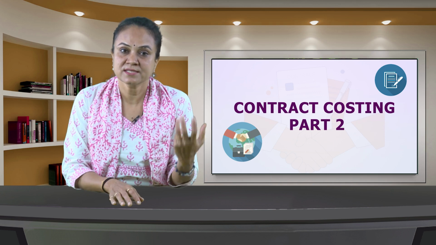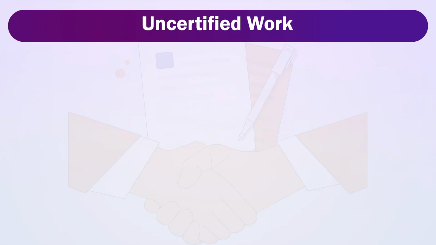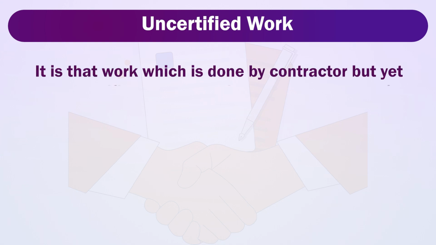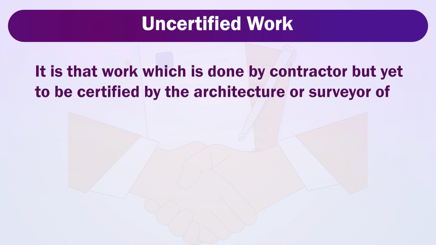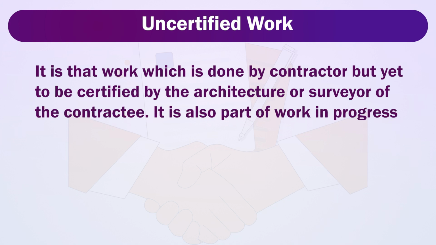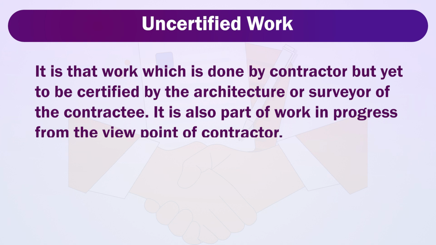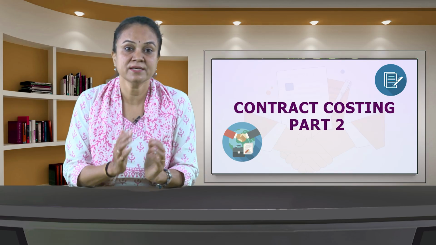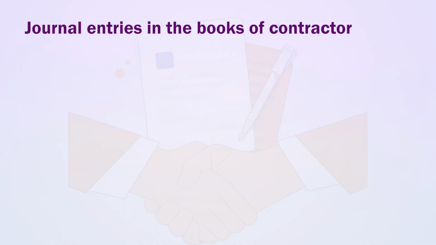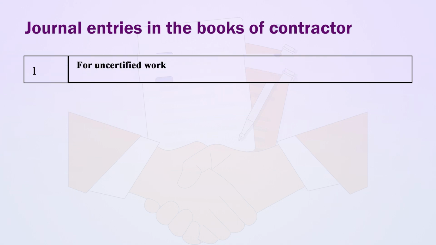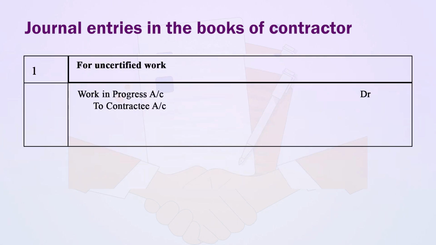Let us understand the second terminology, which is uncertified work. It is that work which is done by the contractor but yet to be certified by the architect or surveyor of the contractee. It is also part of work in progress from the viewpoint of the contractor. Let's understand the journal entries in the books of the contractor. First, for uncertified work, the journal entry is work in progress account debit to contractee account.